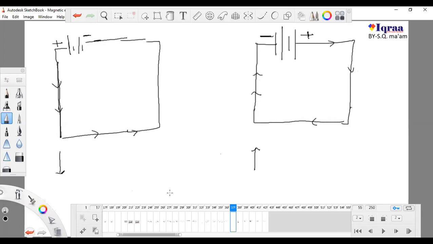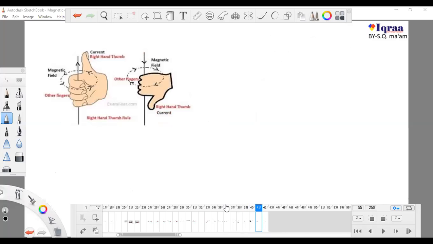So how will the needle get deflected? If I put a compass, there will definitely be two directions. In one case the needle of the compass will move in this direction, and in the other case it will move in this direction. Each and every time we have to find it, and there will be thousands of questions in your paper on how the needle of the compass will get deflected. So this is a simple rule, and I'm going to show you a trick.